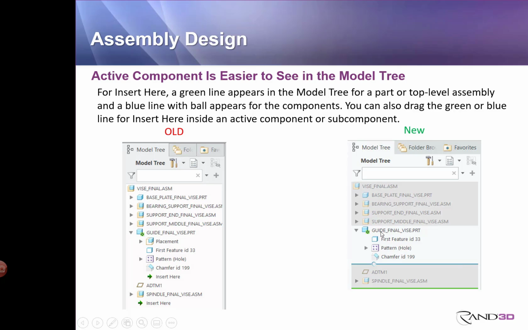We've activated guide final vice part, so it is white while everything else is grayed out. But if I grabbed that little blue line and I dragged it up, it would be able to go in a different location. It would automatically suppress the other components. I'd be able to drill a hole, and that hole would show up after first feature, but before the drilled pattern, or the patterned hole. And then I could grab that little blue line and drag it back down to the bottom, just adjusting where the insert here is. The green and blue just represent that one is for the part file or the component, the other is for the assembly, and inserting components in the assembly.